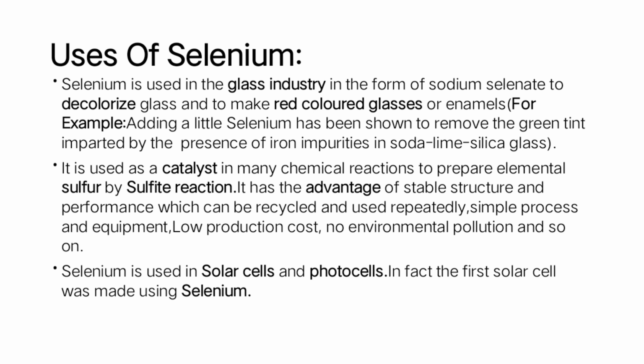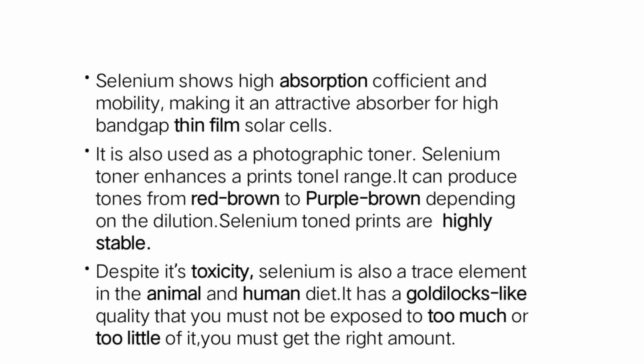Selenium is used in solar cells and photocells. In fact, the first solar cell was made using selenium. Selenium shows high absorption coefficient and mobility, making it an attractive absorber for high bandgap thin film solar cells.